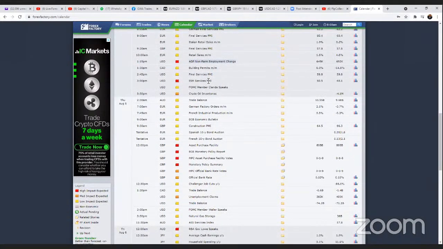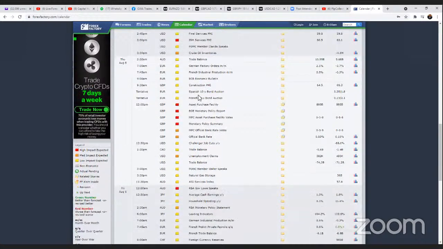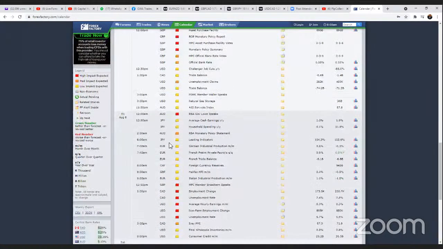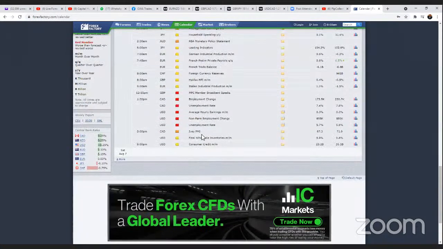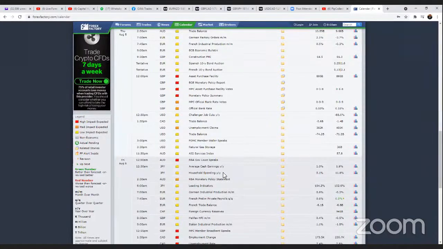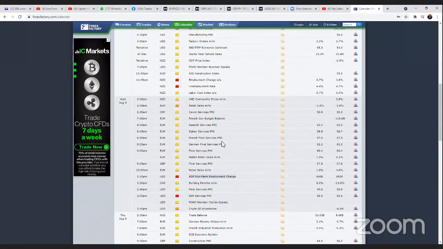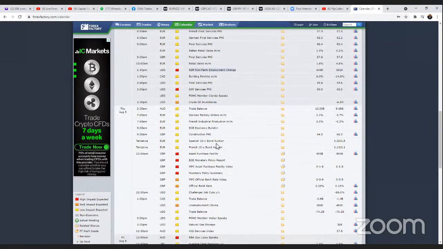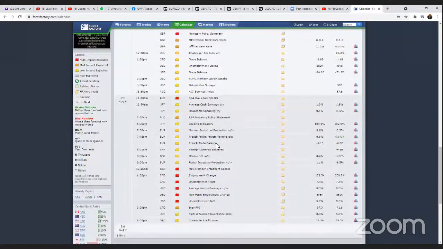Anyhow, then there's the ISM services PMI, the price index, on Thursday. This is going to be affecting mainly the British pound. So we can see it's kind of like a news-laden week. The week is going to be loaded with lots of various news events, especially from tomorrow, Wednesday. So I would just say, be on the lookout.